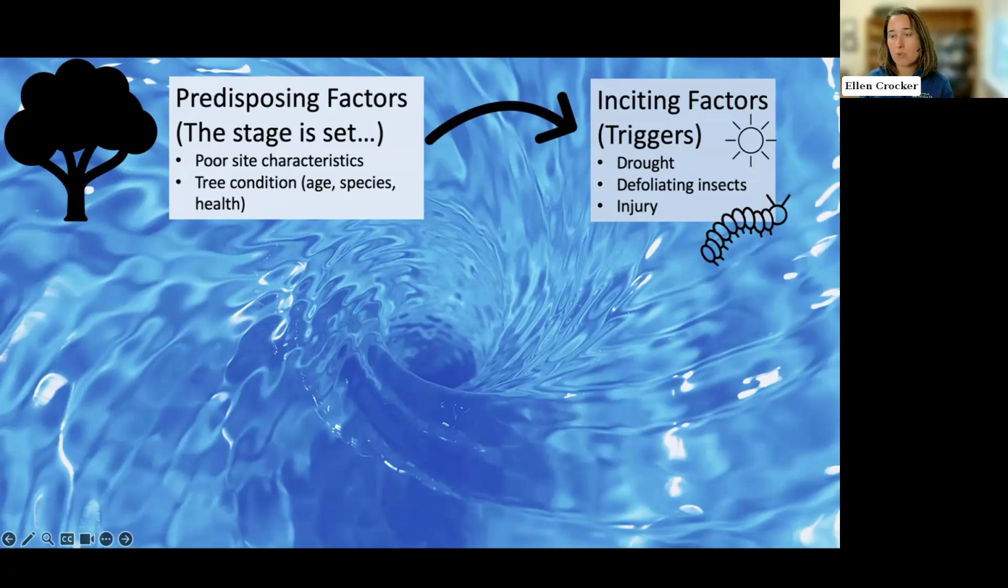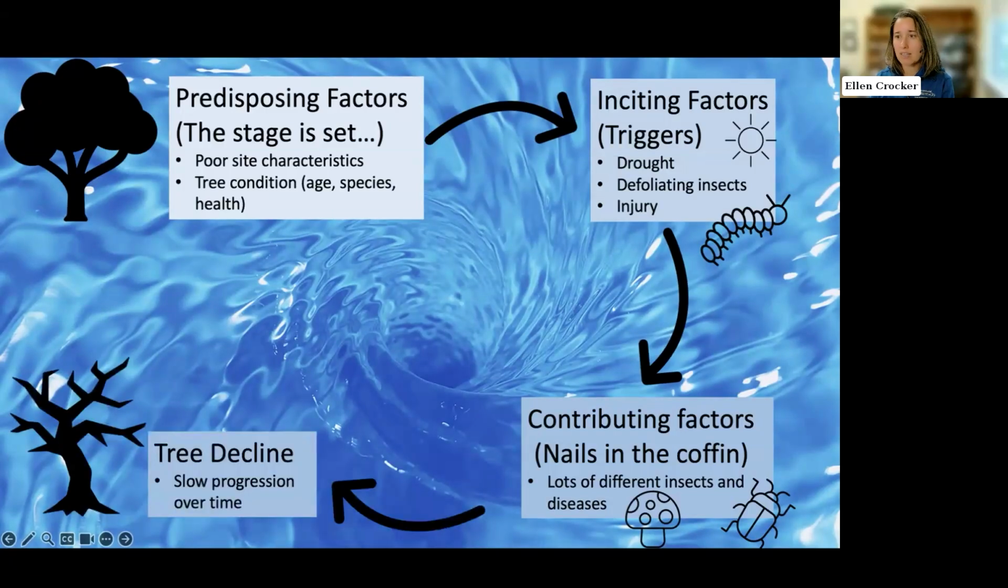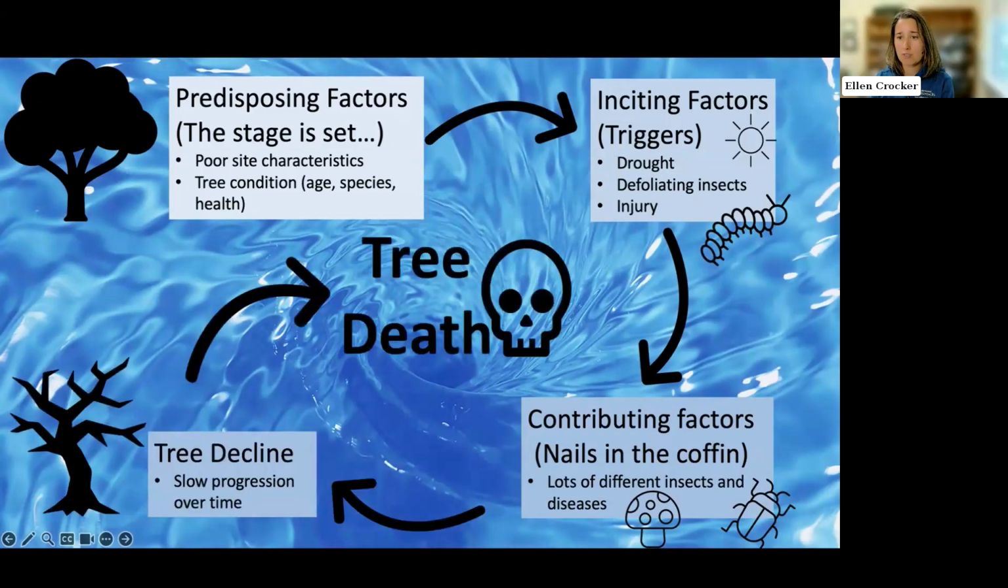It could be something like a drought. It could be maybe a major insect outbreak, or maybe some damage. There was some construction in that site that really stressed those trees. At that point, those trees are stressed, and there's all sorts of insects and fungi and pathogens that can act as nails in the coffin and really drive that tree decline and that slow progression over time to tree death.